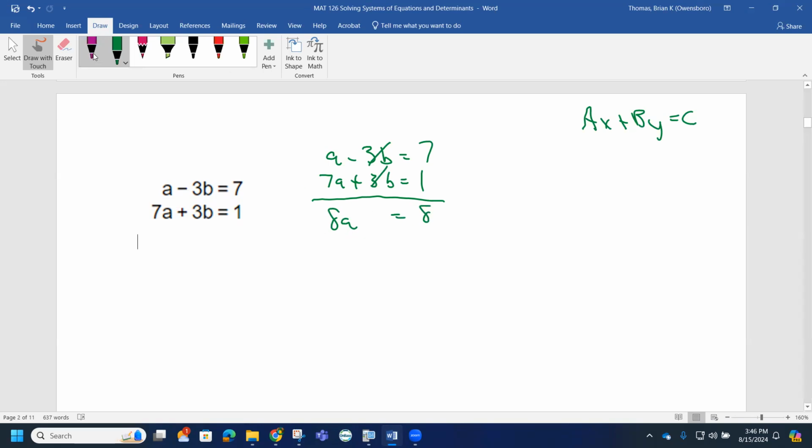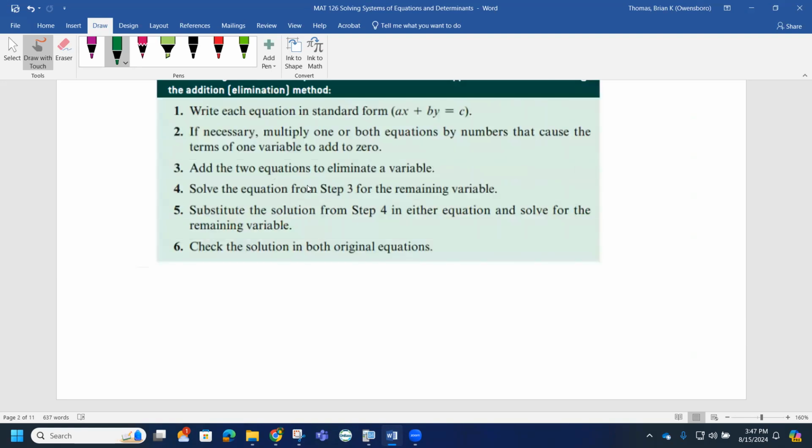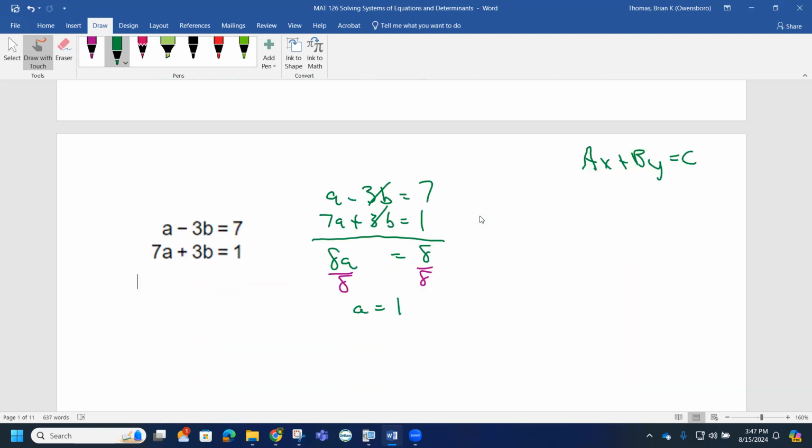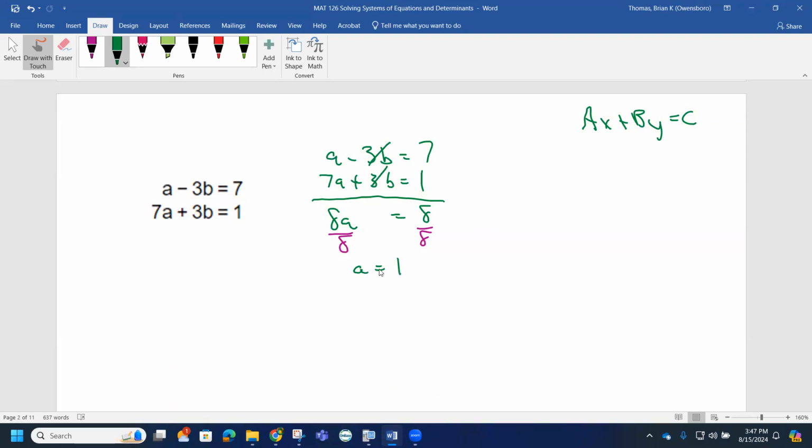If I now divide both sides by 8, you can probably see the answer, though. You don't really need to do that, because 8 times what is 8? Well, that would have to be a 1. So a would have to be 1. We have now solved for one of the variables. Now we want to substitute this answer into one of the equations at the beginning. We return this value of 1 back up into these first two equations. Which one looks easiest?